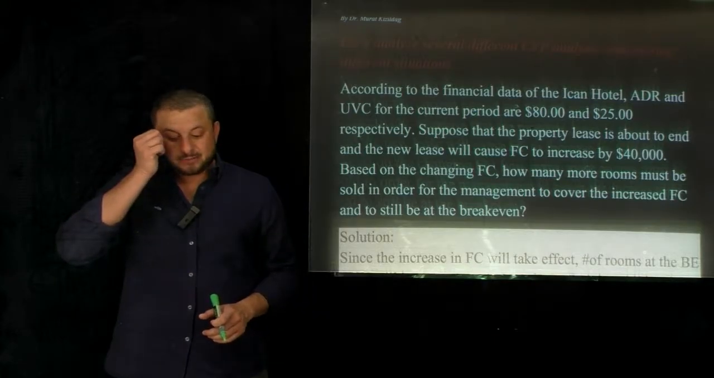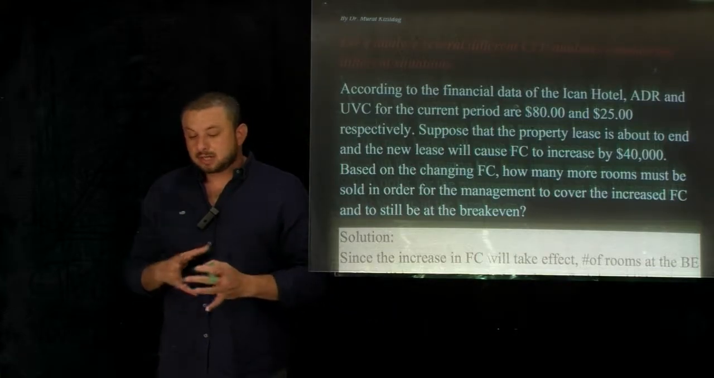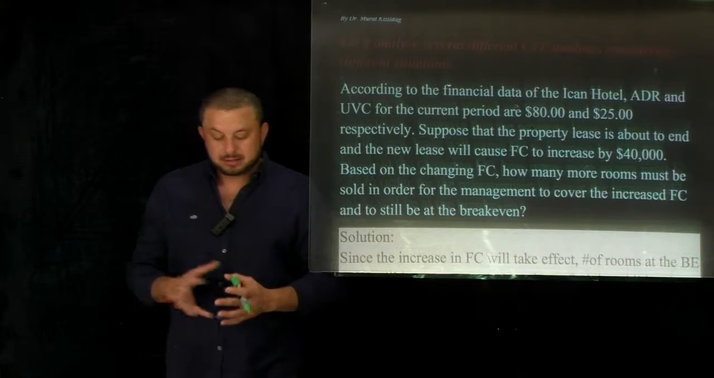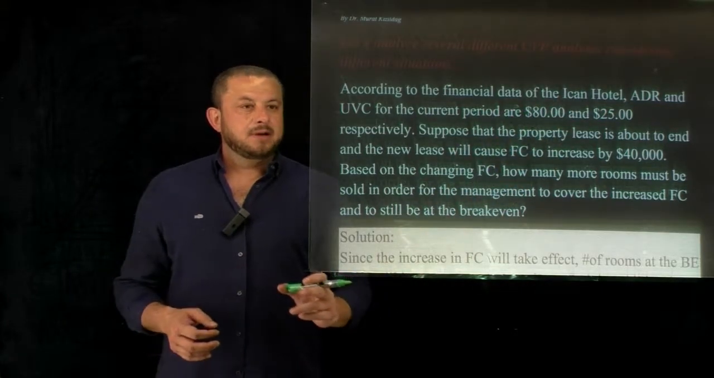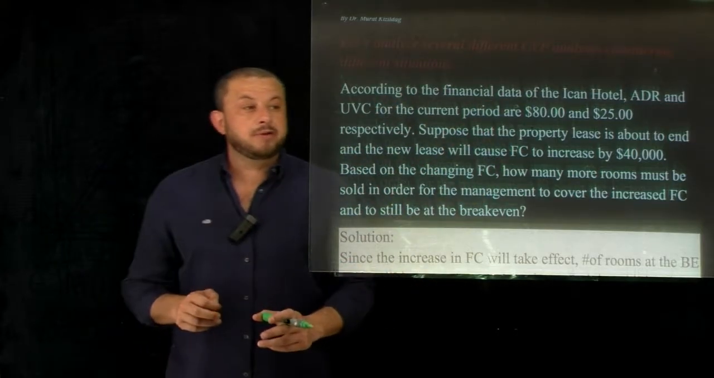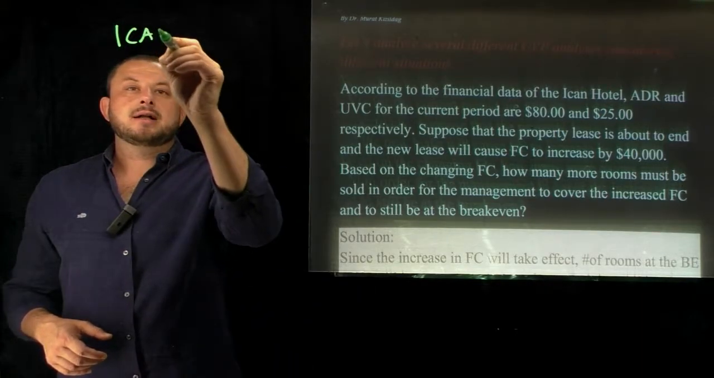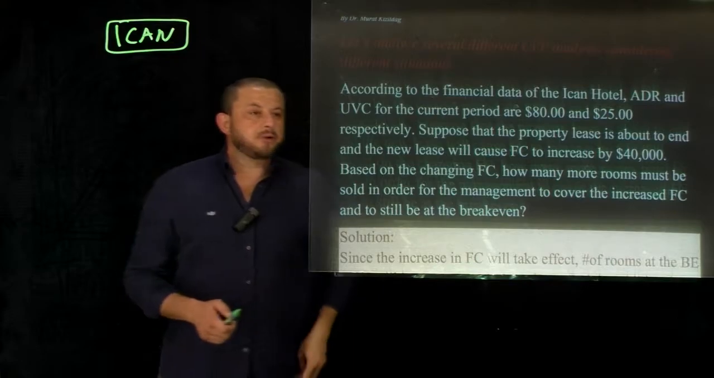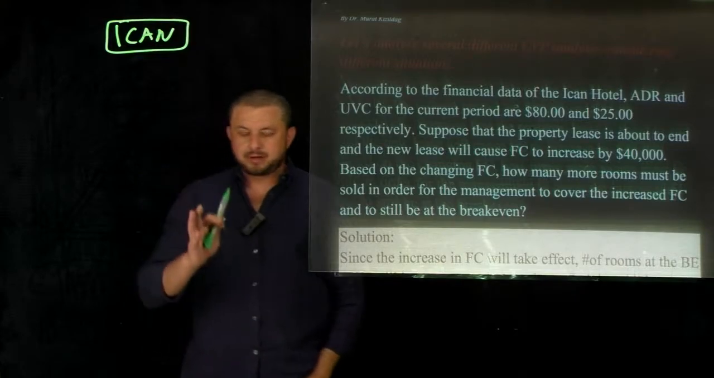Let's analyze different CVP analysis, guys, different CVP simulations. Again, differences are out there. We talked about differences right now. Let's see what can happen in CVP analysis based on different situations. ICANN Hotel, ADR. According to financial data of the ICANN Hotel, ADR and UVC for the current period are $80 and $25 respectively. Okay, dealing with, let's just label it clearly, ICANN Hotel. Suppose that the property lease is about to end and the new lease will cause FC to increase by $40,000. Let me stop right here.